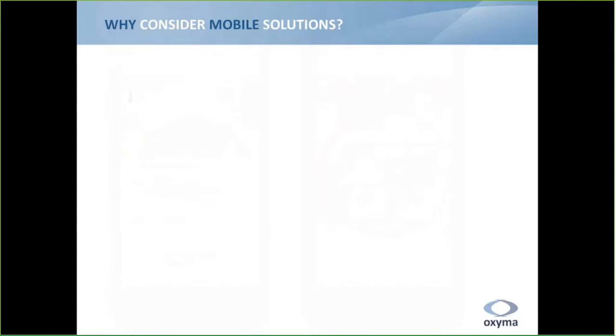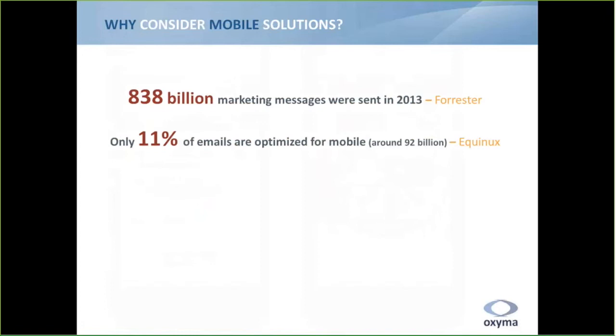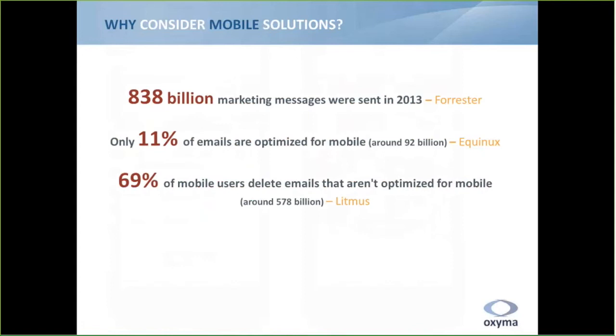So again, why consider mobile solutions? Like I said, 838 billion marketing messages were sent in 2013 alone. Only 11% of these were optimized for mobile, so that's around 92 billion mails. It's still a very small percentage of all marketing mail. And from what we know, 69% of mobile users will delete the mail if it's not optimized for mobile. So that's a huge amount. It really gives you something to think about as to why you should optimize your website or email for mobile.